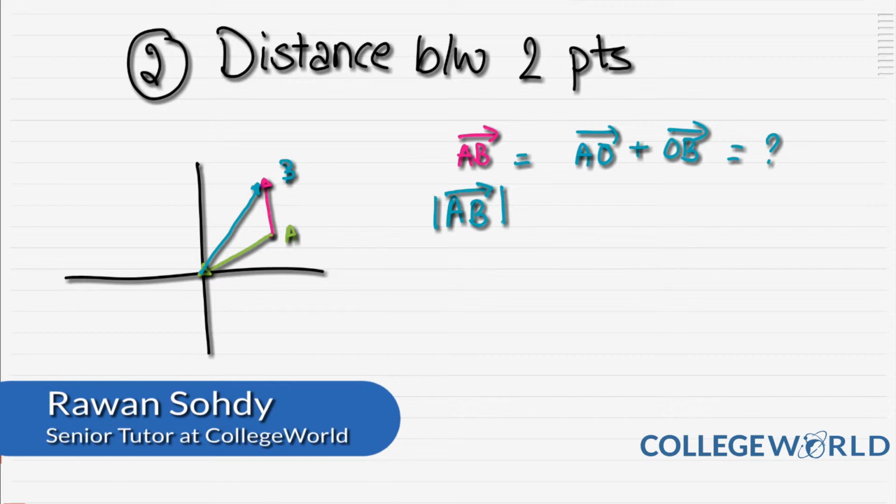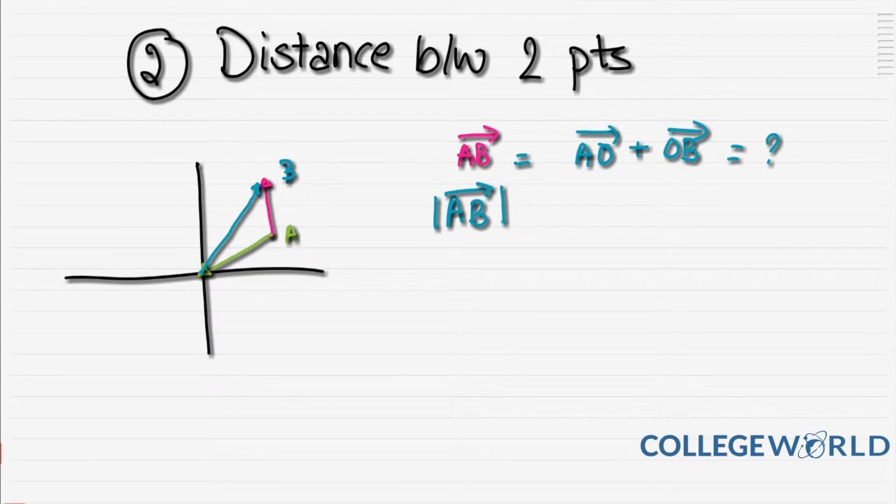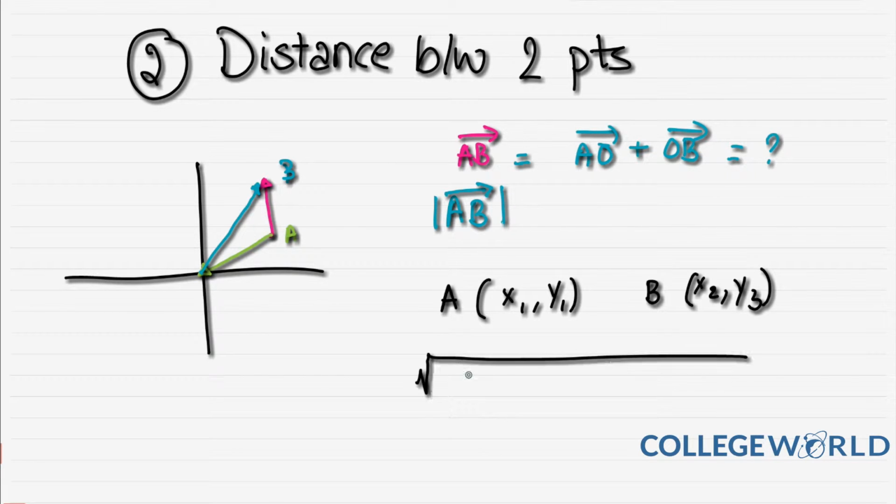But we can do it in a shorter version, because there's this rule which applies here: if you want to get the distance between 2 points, and you know that A is (x1, y1) and B is (x2, y2), then the distance between them is going to be the square root of the difference. So you're going to do x1 minus x2 squared plus y1 minus y2 squared, and find the square root of that. Why is that?